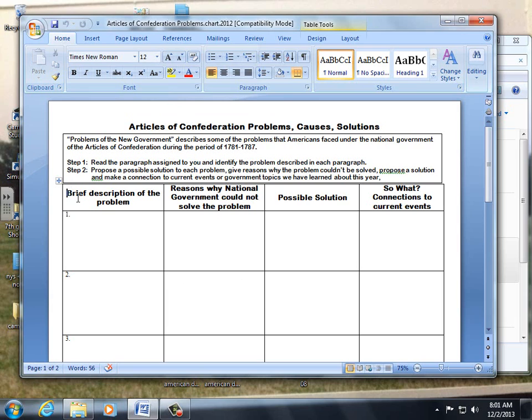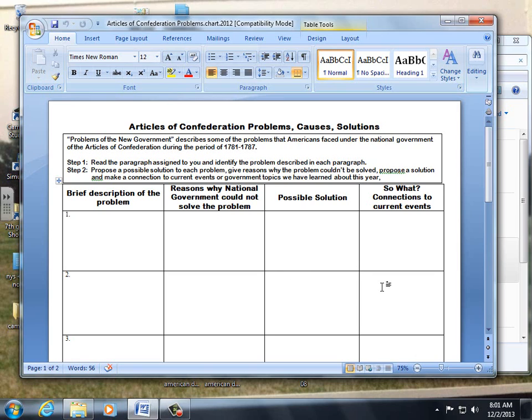These 2 answers are going to be right in the paragraphs that you're handed on the flashcard. Boxes 3 and 4, the possible solution and so what. The possible solution, you're going to think of reasons or ways to fix the problem at those times. This will be a struggle because what you'll probably find out is there probably was not a great solution, or we would have tried it.